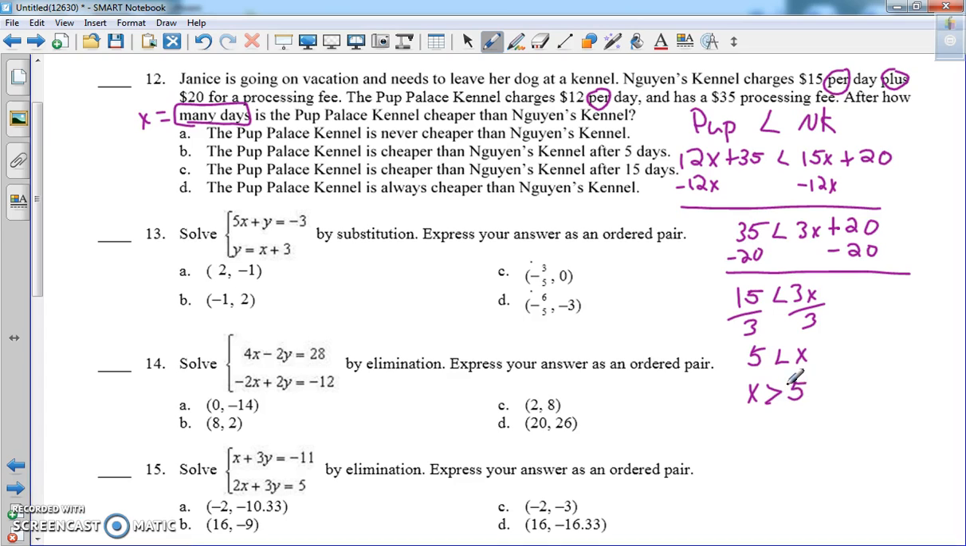So that means that for the Pup Palace to be cheaper, it has to be more than 5 days. So if I look here, it says never cheaper, cheaper if it's after 5 days. That means more than 5 days. And that's the only one that says that. So B would be your solution, or your answer. Alright, we're going to stop here, and there'll be a second video, a part B video, that will do 13 through 23, and then the short answer.